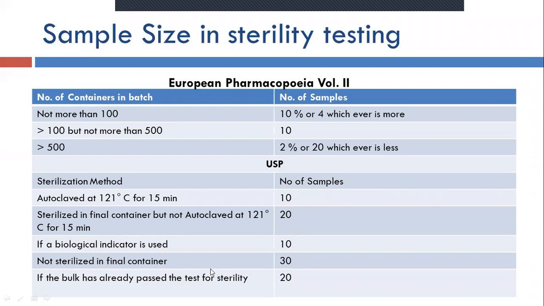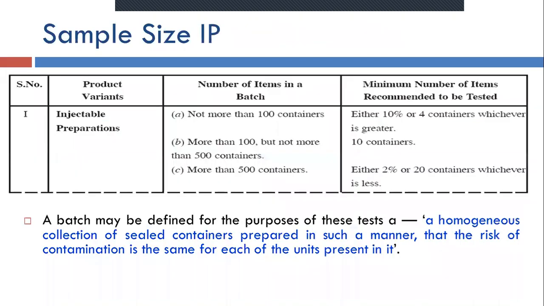If the bulk is sterilized and then filled in sterile containers, then the sample size will definitely be more. It will be 30. And if the bulk has already passed the test for sterility, then 20 samples will be sufficient. So this depends on how we are going to do the sterilization. As per the United States Pharmacopoeia, the different pharmacopoeias give different guidelines for how much sample has to be collected, and how much sample is to be used for the sterility testing.